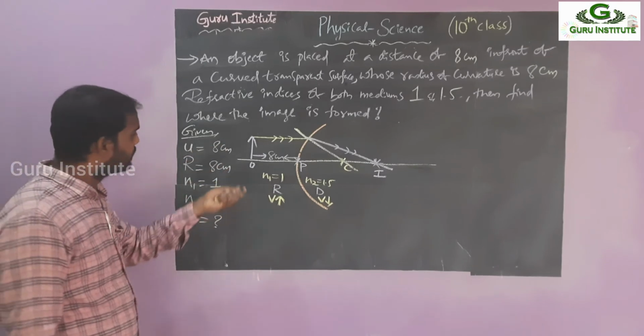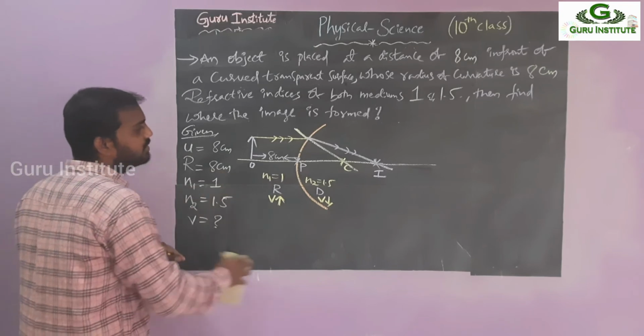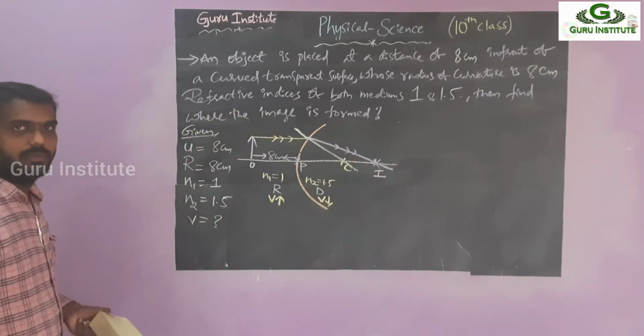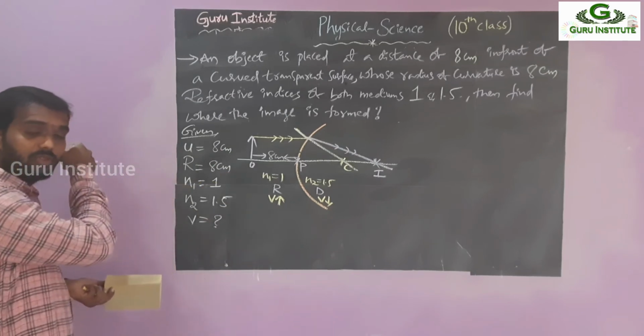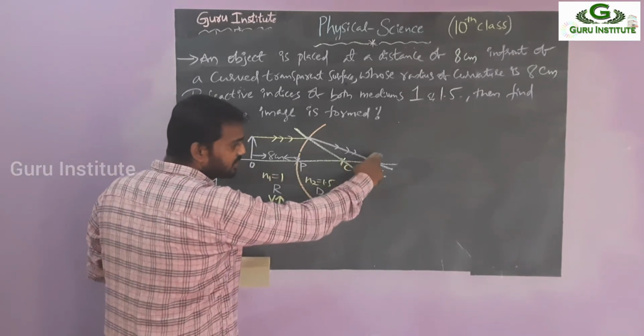For our understanding purpose, this is not a convex lens or a concave lens. This is just a curved surface. I am drawing this one so that, in this way, the image is formed. Whatever it may be, we can check it afterwards. At this position the image is formed. That means, is it downside or upside?